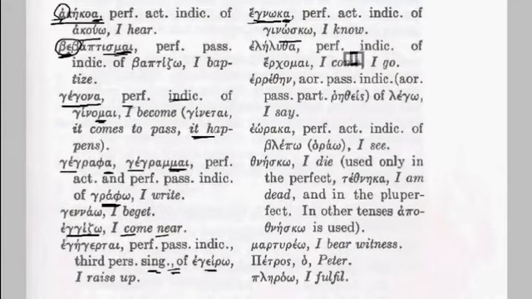Elelutha is the perfect indicative of erchomai. You know erchomai, of course. We learned that long ago. I come or I go. Here is the perfect indicative of this, which would be translated something on the order of "I am come," you see. "I have come and continue to be here" might be the basic sense of it.